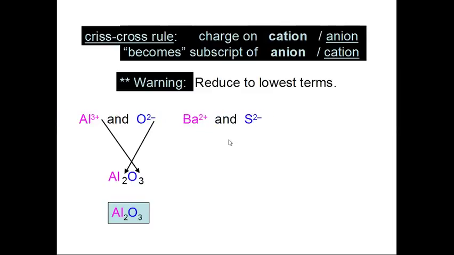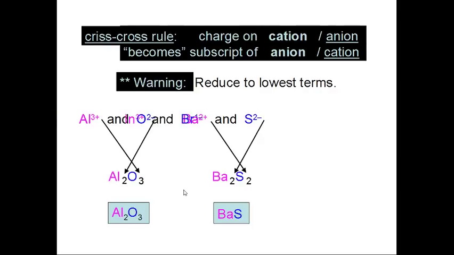All right, look at another example. Barium, sulfur. Crisscross your charges. That 2 goes to sulfur. This 2 goes to barium. But 2 and 2 you can reduce to lowest terms. So you end up with barium sulfide, BaS. Reduce 2, 2 to 1, 1. You can't reduce 2 and 3.